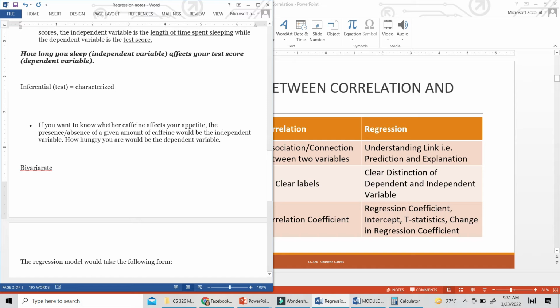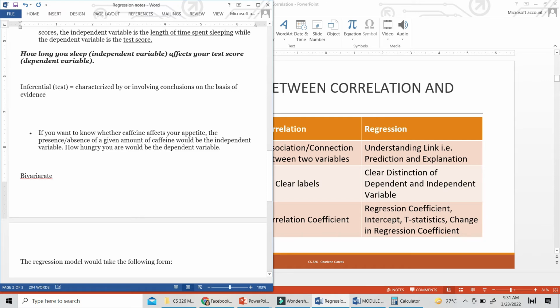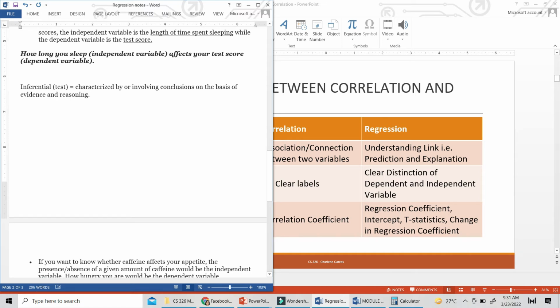Okay, inferential is characterized by or involving conclusions on the basis of evidence and reasoning. So what you see is what you get, okay? When you say inferential test, this most likely involves that you get to the point, or you conclude a study based on the evidence. So whatever the evidence is there, and then whatever reasoning there is, that's inferential test.